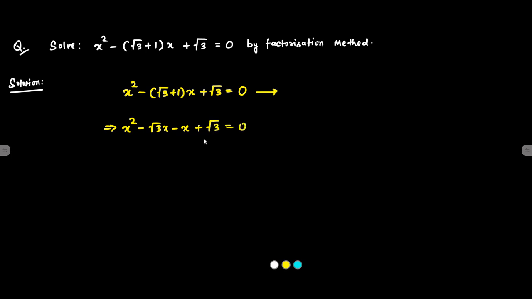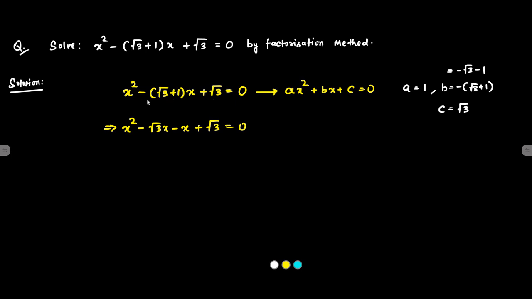So here if you see, if we compare it with the standard format ax square plus bx plus c is equal to 0, we have a is equal to 1, b is equal to minus (root 3 plus 1) and c is equal to root 3. b is nothing but minus root 3 minus 1. So here it is already factorized. It has become very simple for us.